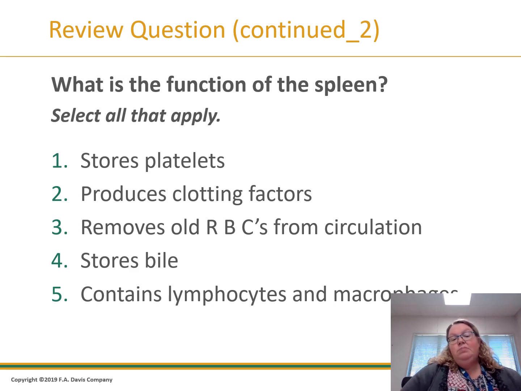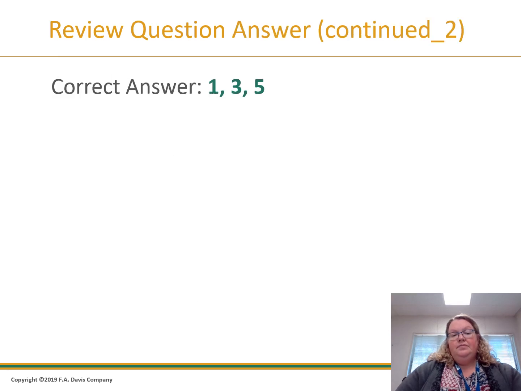What is the function of a spleen? Select all that apply. It stores platelets, it produces clotting factors, it removes old RBCs from circulation, it stores bile. I know it doesn't store bile. It contains lymphocytes and macrophages. Yes, it does. And those remove. I think it's 3 and 5. It might be 1 too, though, but I know it's 3 and 5. The spleen doesn't produce clotting factors. The liver does that. So let's see. 1, 3, and 5.